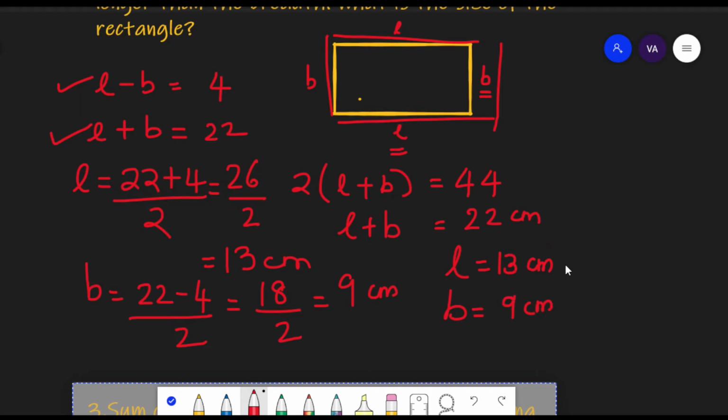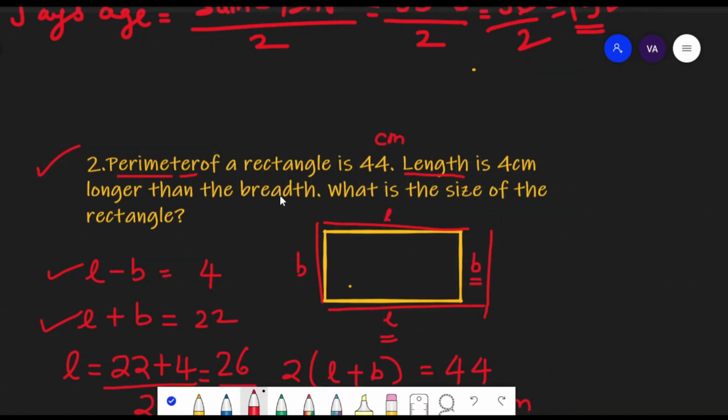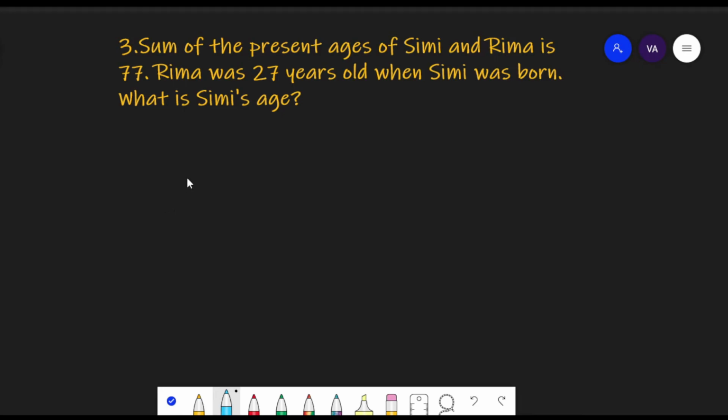Let us verify our answers with what is given in the problem. So we have 13 and 9. So 13 plus 9 is equal to 22. That is just one L plus B. So twice L plus B is 44. Yes, verified. And 13 minus 9 is equal to 4. So yes, the length is 4 centimeters longer than the breadth. So it is verified. Let us see the next problem.